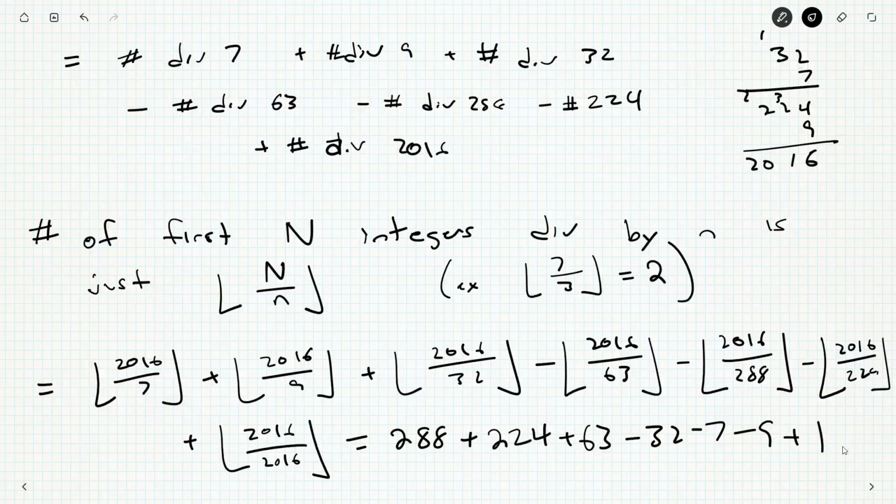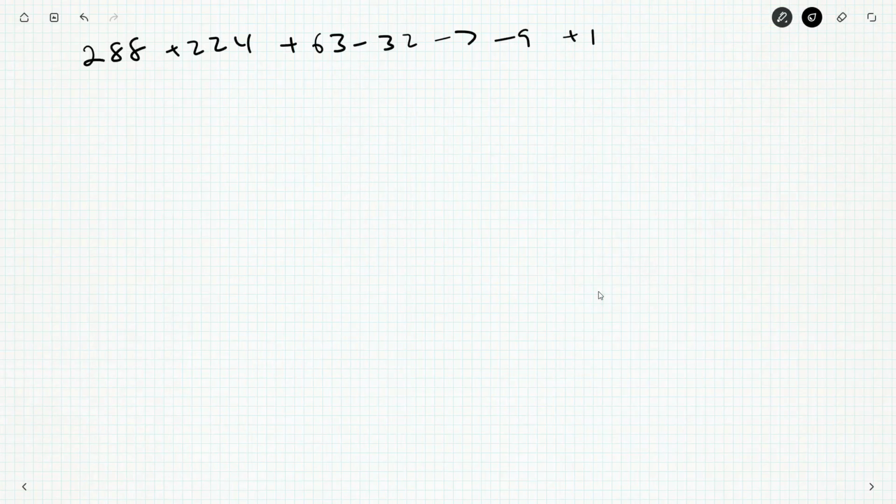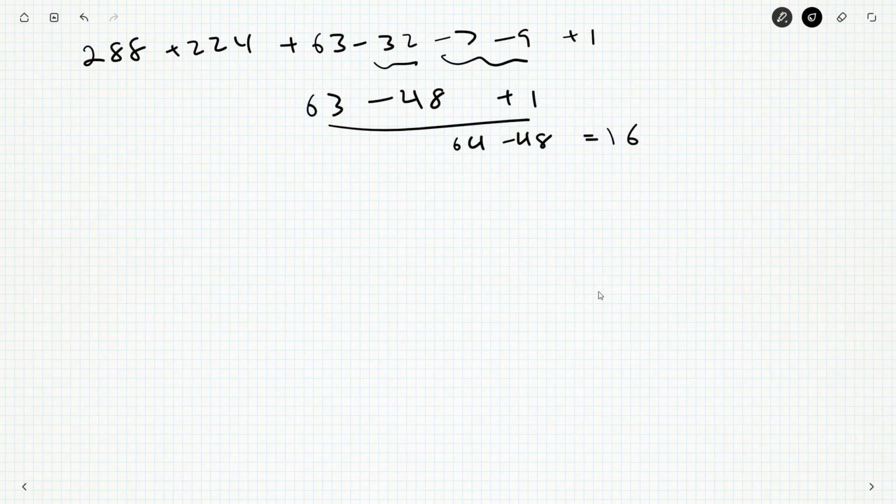And now I just need to add this all up. So we'll bring it over to the other side. 288 plus 224 plus 63 minus 32 minus 7 minus 9 plus 1. All right, get to adding. So this is 16, and this is 32, so this is minus 48 plus 1, so these two combine to be 64 minus 48, which is a difference of 16.